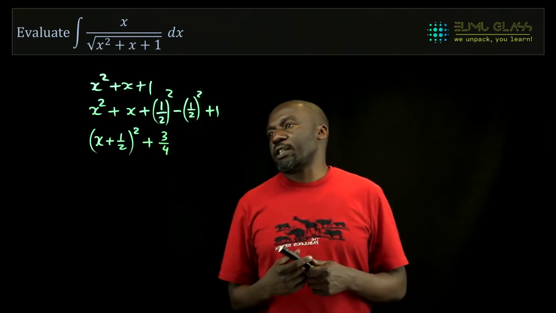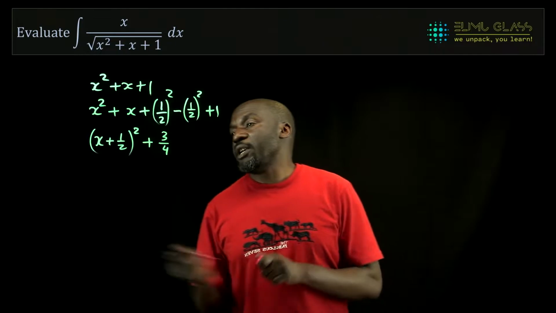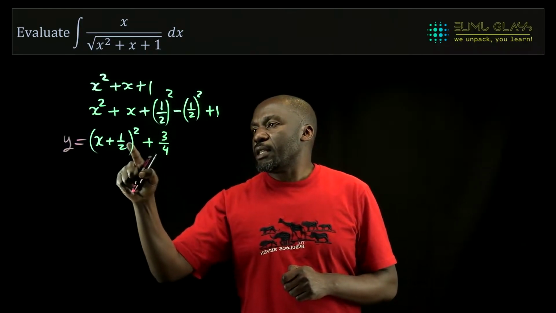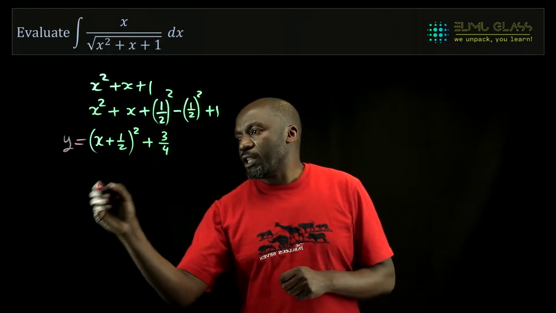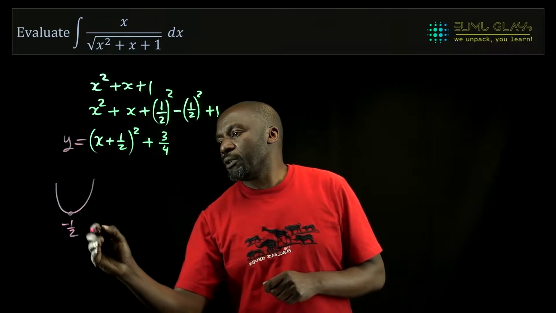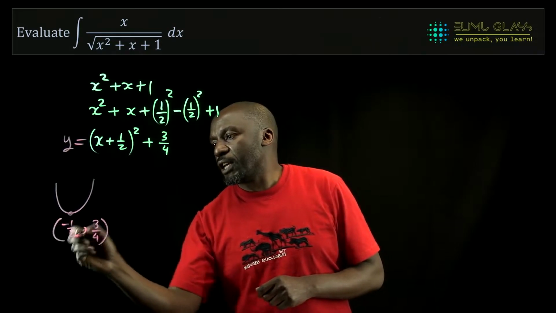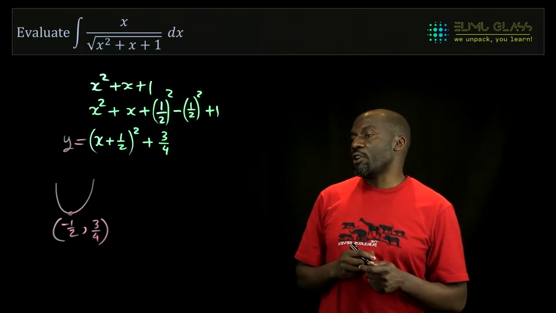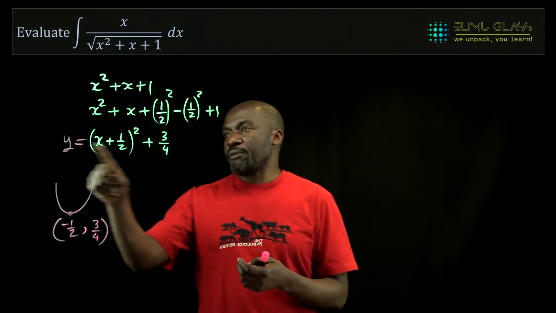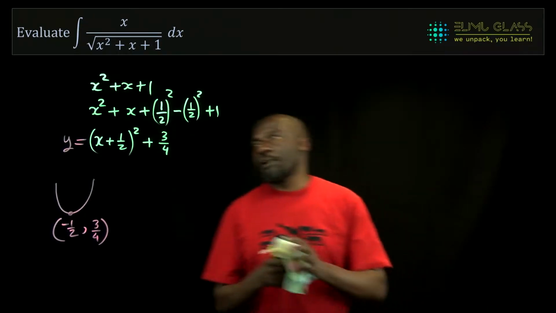Why do we call this the vertex form? It is because if this had been a quadratic function, like there was a y there, then what this is telling me is that the lowest point on the curve is going to have coordinates negative 1 over 2, comma 3 over 4. That lowest point is called the vertex. This is the reason why we refer to this as the vertex form. But now let's move on, because that's not our interest.